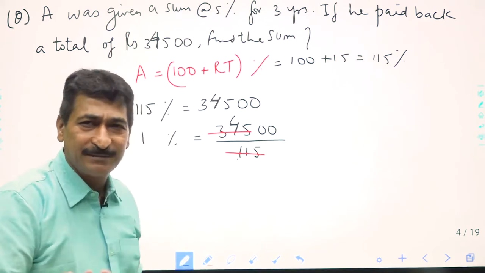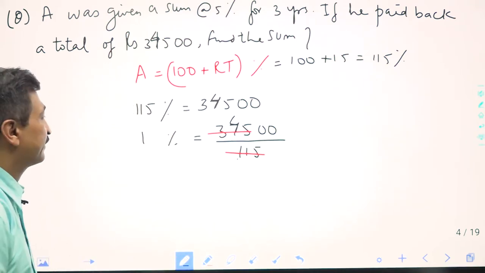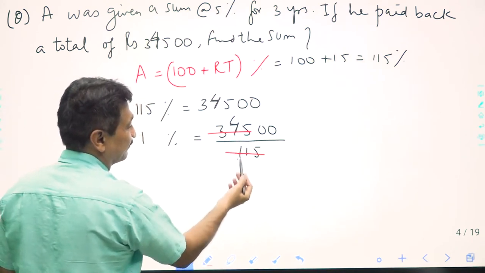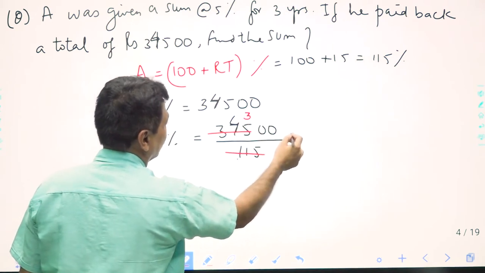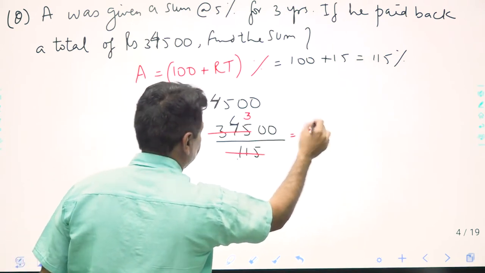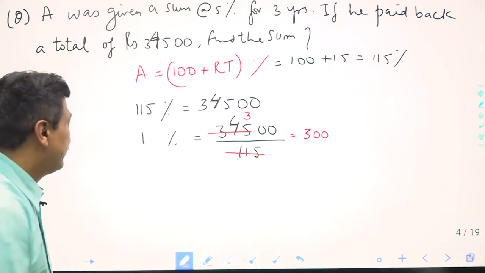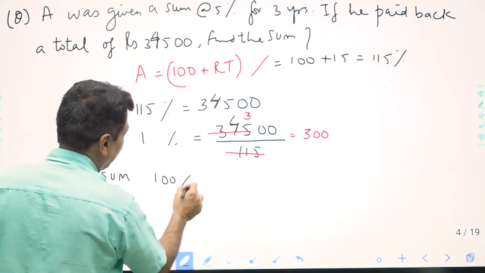Let us make easy calculative figures, so that you do not find it difficult. 15 3s are, 1 3s are 3, 5 3s are 15, so 45. So we have 300, right? Now 1% is equal to 300.